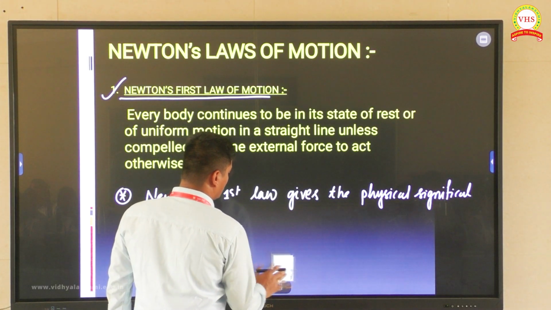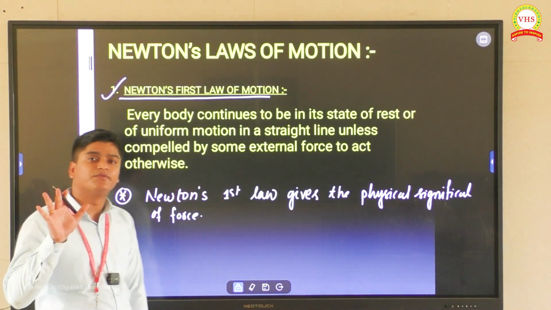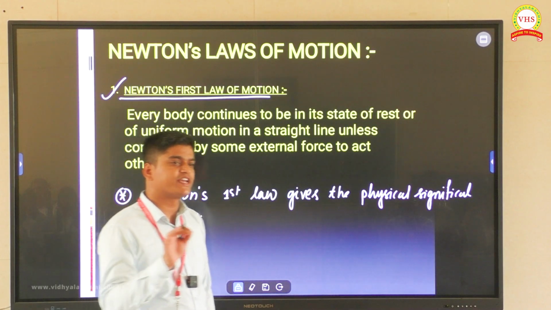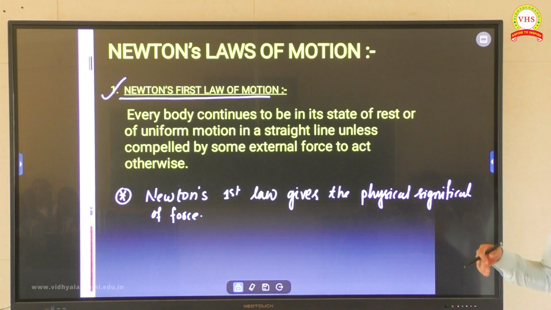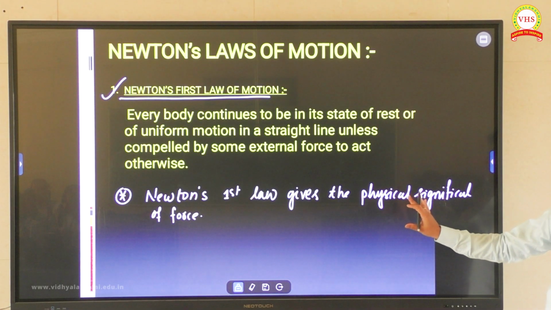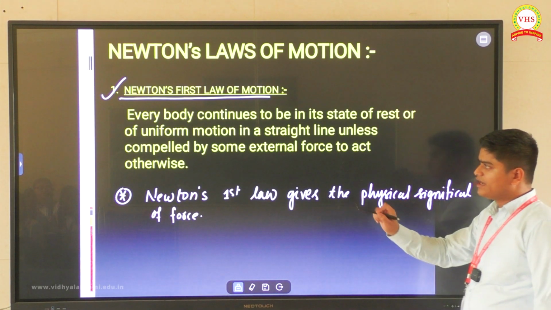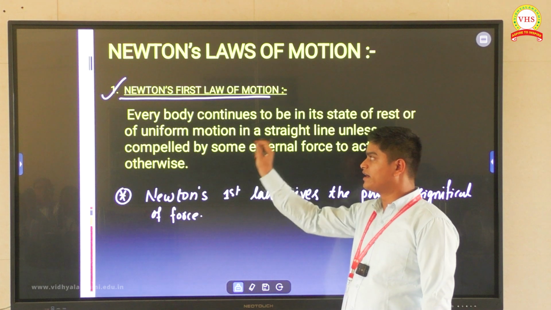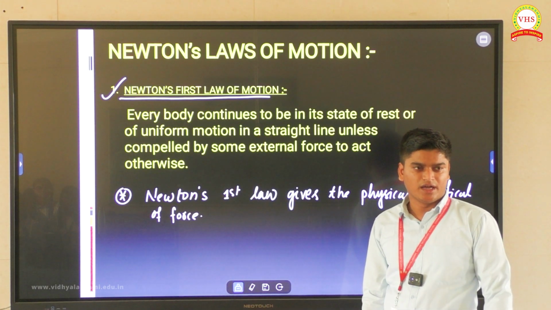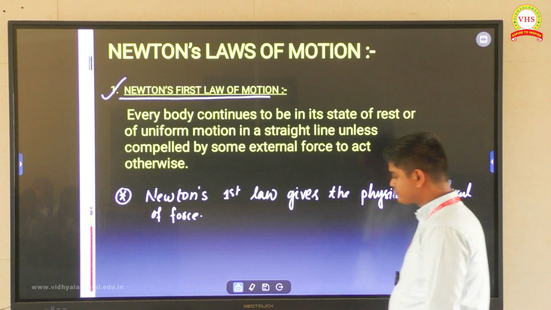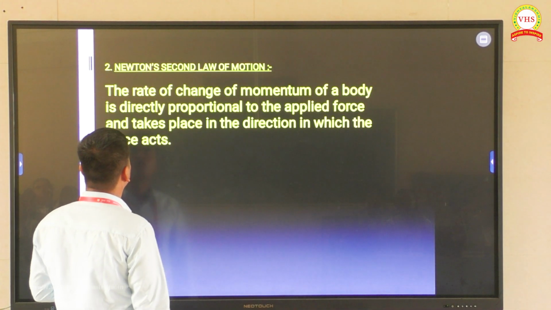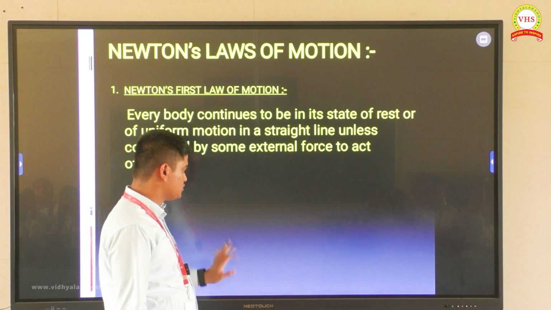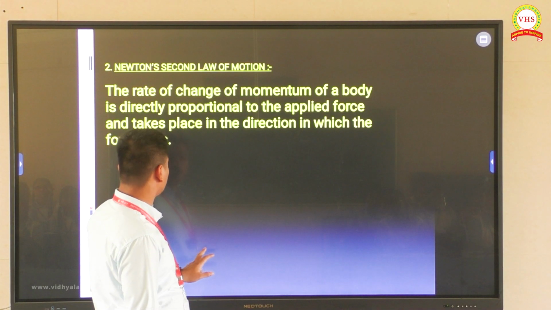So remember what you understood here. Newton's first law gives the physical significance of force. Force exists, force causes motion, force can stop the object, force can change direction, like that you understood from here. You can also understand that the law of inertia is totally contained here in Newton's first law. Clear idea? Okay. Now next, listen. Next point, listen. Second law. This is very important. Second law, listen.